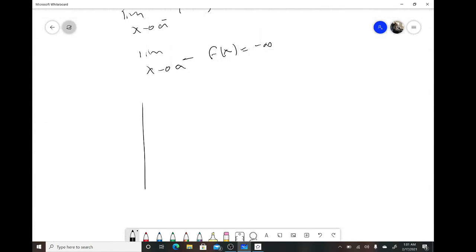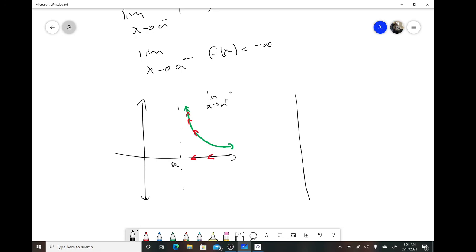So just to illustrate it a little bit, let's say we have a here. That's our vertical asymptote. Then we could have our function look like this. And as we get closer and closer to a, the y values are going up to infinity. So that's one scenario. Here, clearly, the limit as x goes to a from the right side of f of x is infinite.